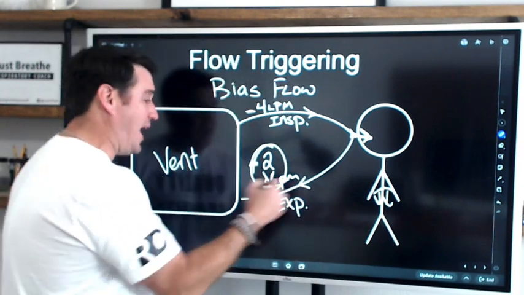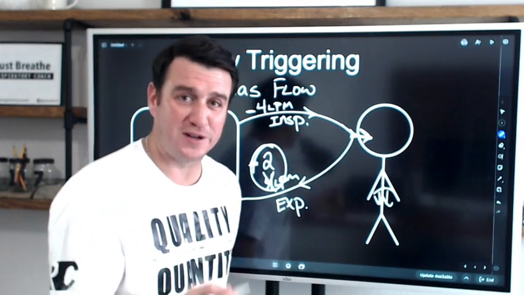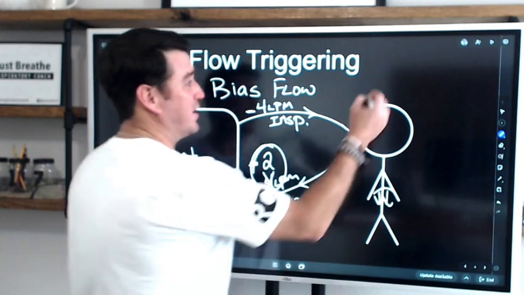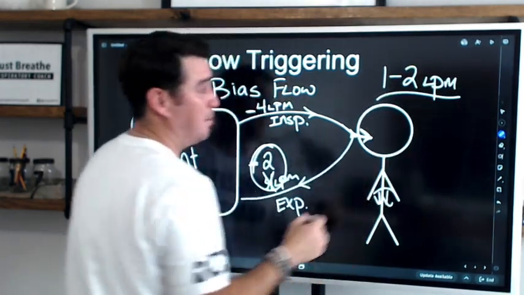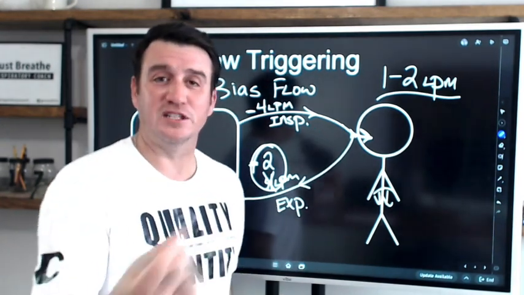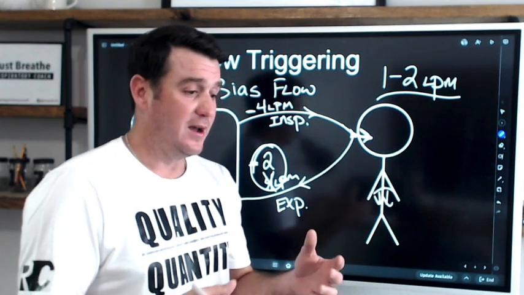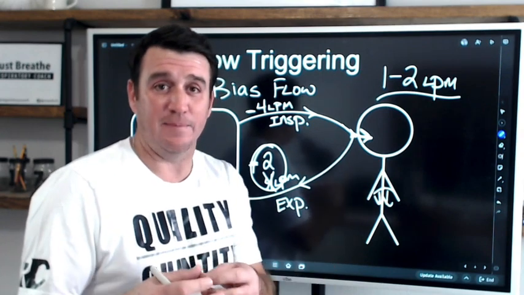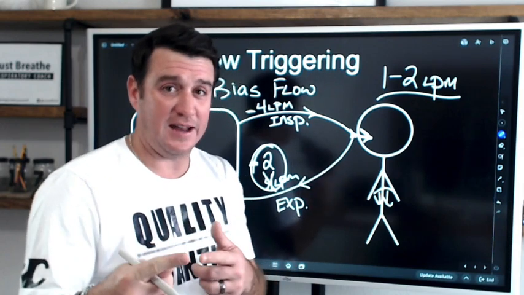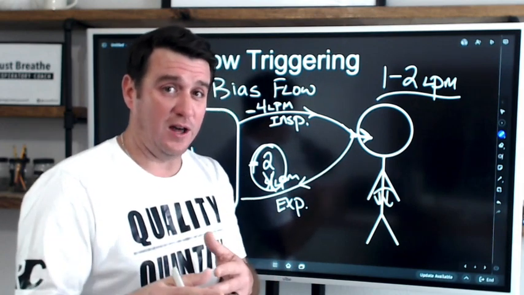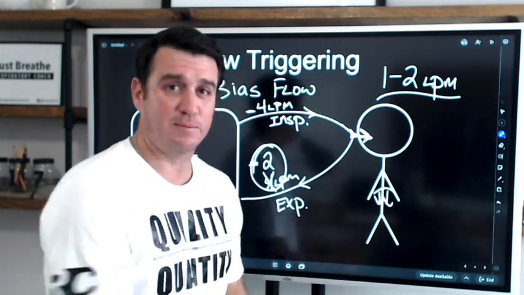So how do we know how much has to miss? Well, that's your flow trigger setting. You want to set this 1 to 2 liters per minute below your bias flow. That's easy to do because you set it on your ventilator, depending on what vent you're using, at 1 or 2 liters per minute. And what that is saying is that whatever the bias flow is set at, a drop in flow of 1 to 2 liters per minute will initiate a breath.